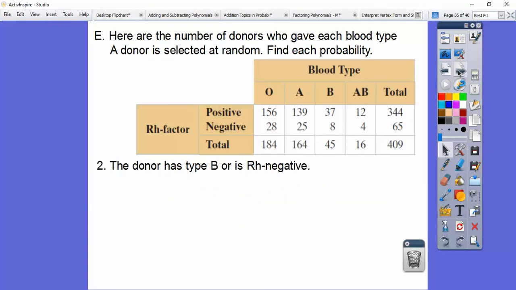How about this? The donor has type B or is Rh negative. Here's type B right here, 45 out of this right here. And then here's Rh negative, 65 out of this right here. Then we have to subtract off the overlapping part right there. We get that, and that gives us about 249 thousandths.